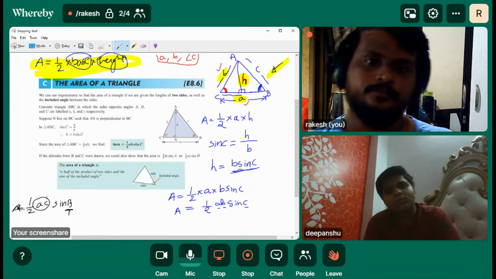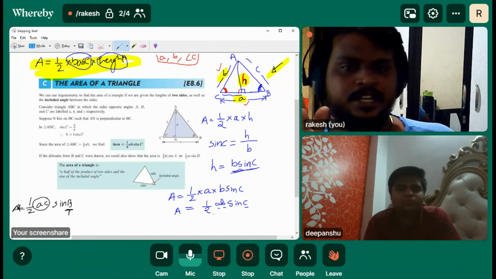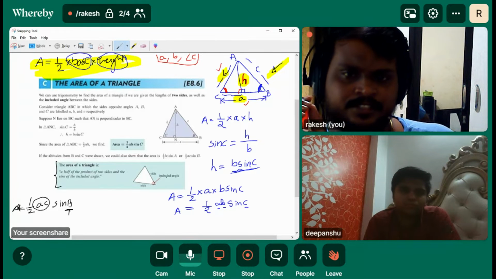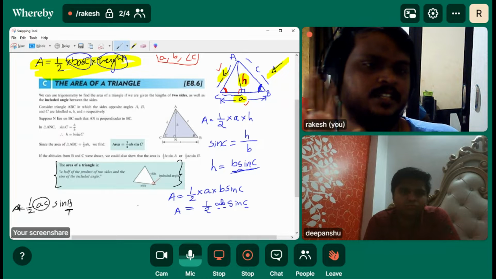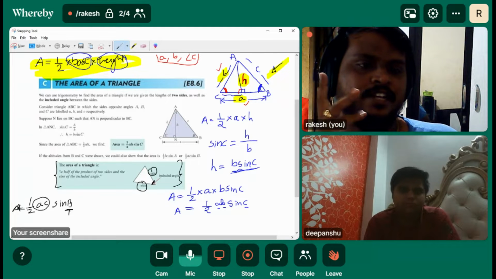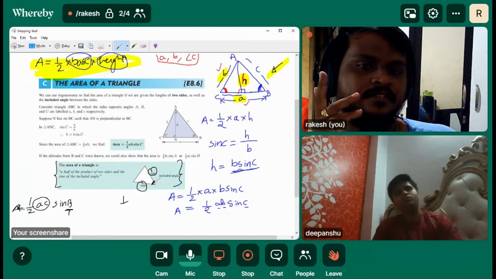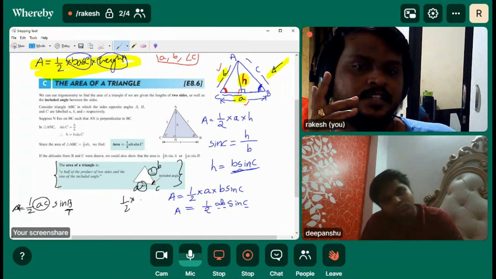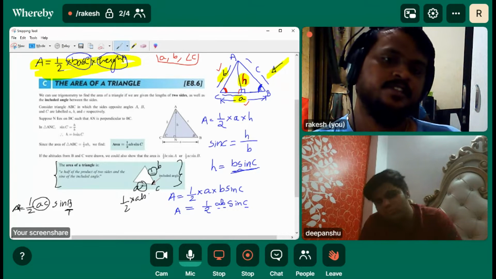So this is very simple. It is not much trouble. Write two sides, and the angle between them must be included. The angle must be made by these two sides. So we can directly find out the area of this triangle. Suppose this is A, this is B, this is C. So half AB sin C.